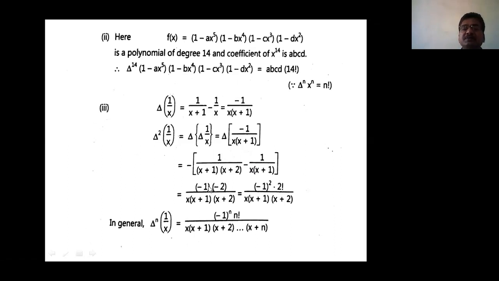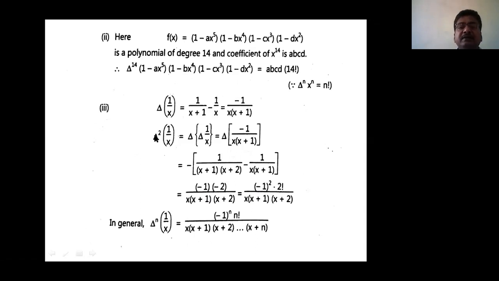We can write minus 1 as minus 1 into 1, and minus 2 as minus 1 into 2. Then minus 1 and minus 1 multiplication is minus 1 square, 2 factorial. Actually the multiplication is 2, but in order to generalize the result, write this minus 1 into minus 2 in this form: minus 1 square, 2 factorial. That is plus sign, since minus 1 square gives plus sign.